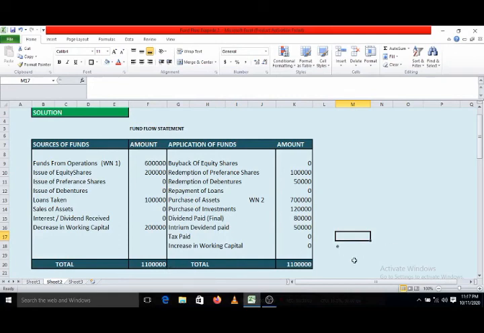This is our final fund flow statement. I hope you understood it. Please go through it and try to understand. Please solve it at your end also. Don't see only the format. Take a pen and paper and solve it while watching this, so you will understand it better. Thank you very much.